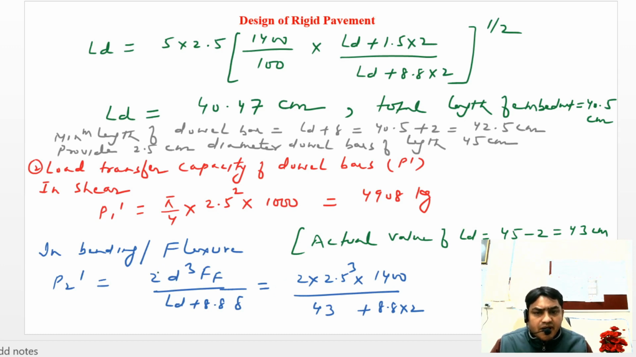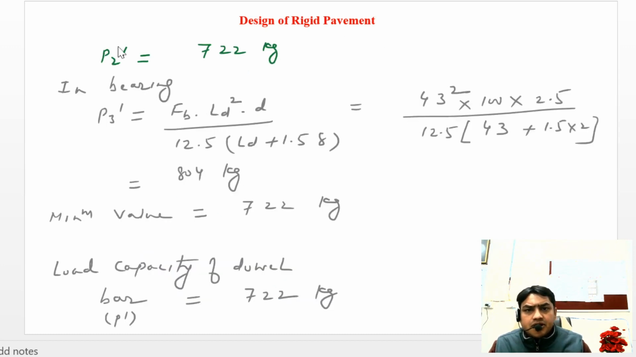in bending or flexure, the P2 dash value is coming 722 kg. Similarly, in bearing, we can compute the value of P3 dash by this expression. So it is coming 804 kg. So the minimum of these three values we have to take. So the minimum value is 722 kg. So that will be the load capacity of dowel bars, that is 722 kg.